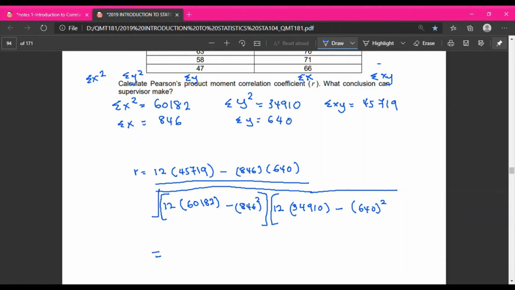Okay, make sure, like I said before, solve inside the bracket first, then multiply, then square root. And for the top part, also solve the two brackets first, and then you subtract, and then divide. That one: 12 multiply 60182 minus with 846 square.